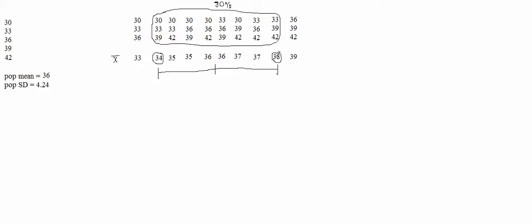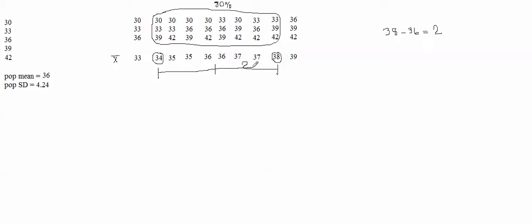And the easiest way to find the 80% margin of error is to just take the mean of the highest sample in the middle 80%, which is 38, and subtract the population mean, which is 36. So 38 is the mean of sample 9. It's the mean of the highest sample in the middle 80%. And we want to subtract the population mean of 36. And we get 2. So our 80% margin of error is 2.